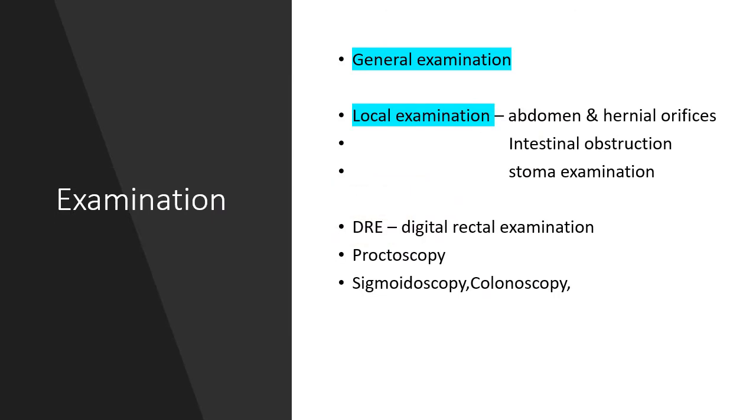Okay, now we come to the examination. Again, it consists of 2 parts: general examination and local examination. General examination, which I already mentioned in the symptoms: cachexia, loss of weight, marasmic or emaciated, evidence of loss of weight, cervical lymphadenopathy, pallor, jaundice. These are all under general examination. So it is very important to examine to get the signs.